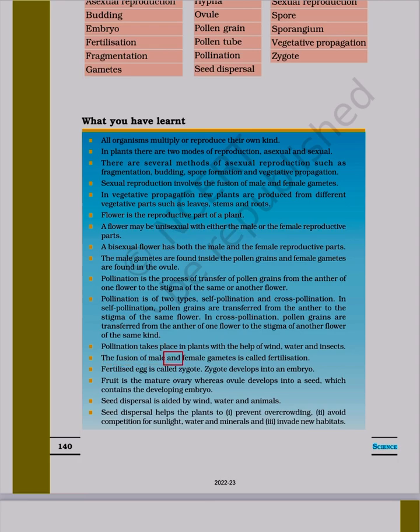The fusion of male and female gametes is called fertilization. Fertilized egg is called zygote. Zygote develops into an embryo. Fruit is the mature ovary whereas ovule develops into a seed, which contains the developing embryo.